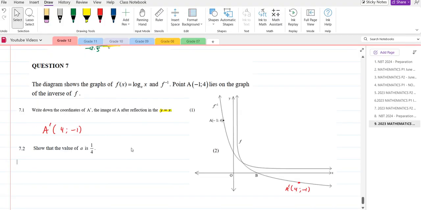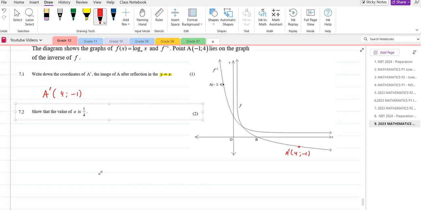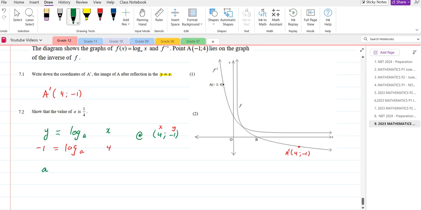Show that the value of a is quarter. Now how are we going to solve that? We're going to start with this log graph here. So y is equal to log x base a at (4, -1), because that's a point that lies on the log graph. So this is your x and y, right? So that's -1 equals log x. What is x? 4 base a. Right, so a remains a. That's -1 equals log 4 base a.